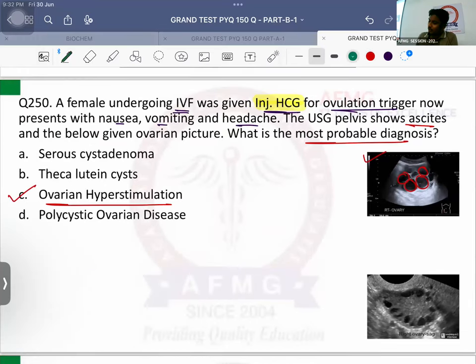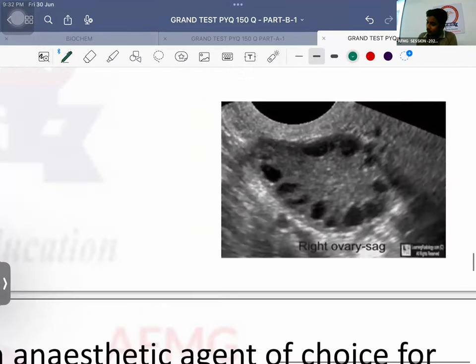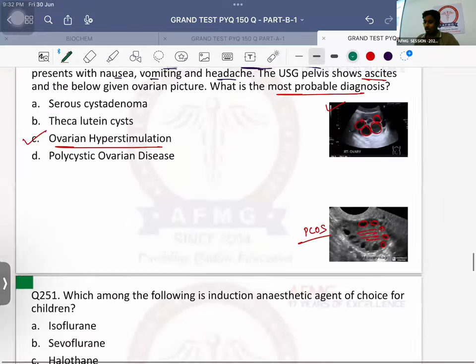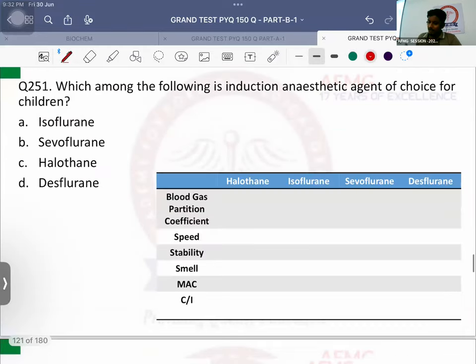If there are multiple small follicles in the periphery of the ovaries with a thick stroma, pearl necklace appearance, seen in cases of PCOS, which criteria is used for diagnosis? Rotterdam's criteria. Question number 251.